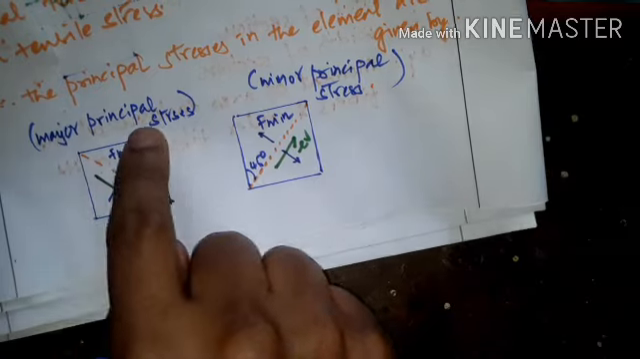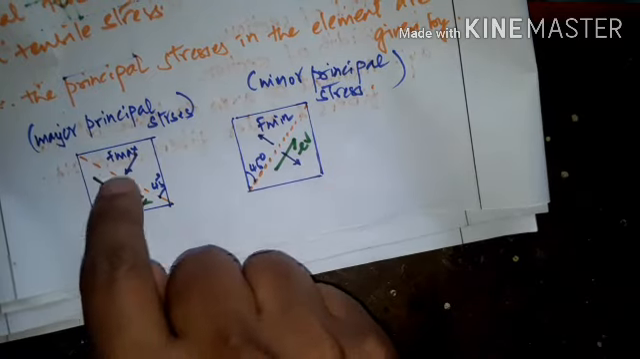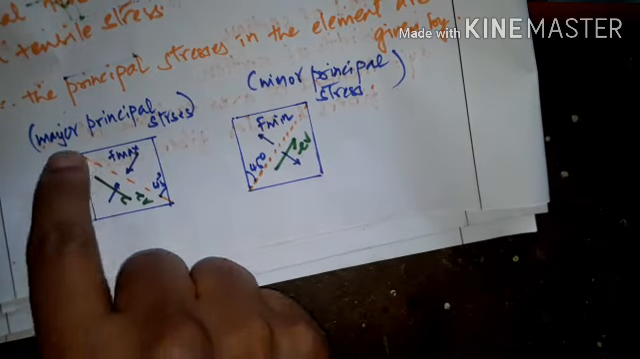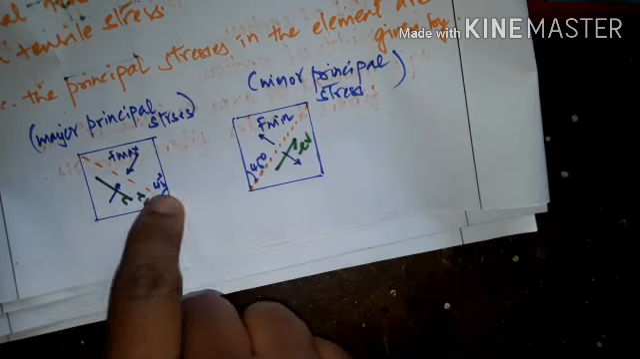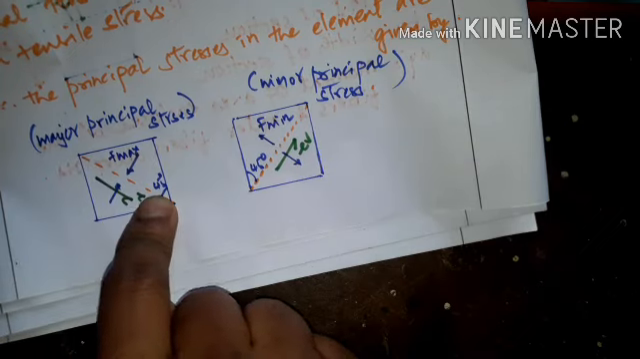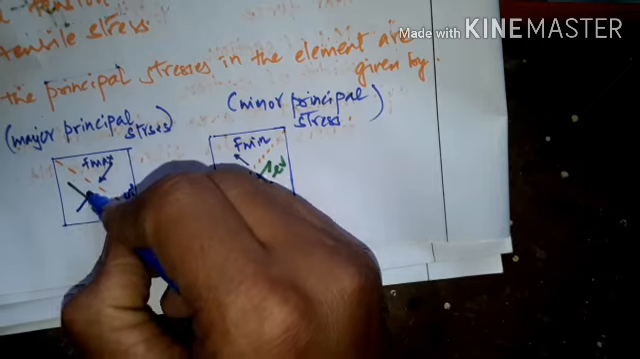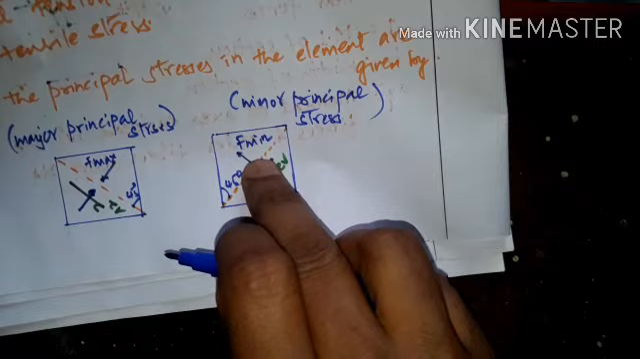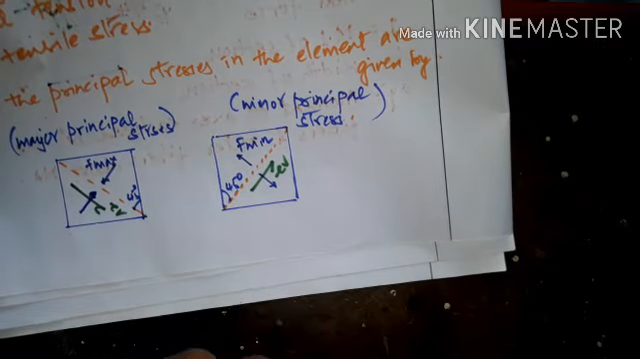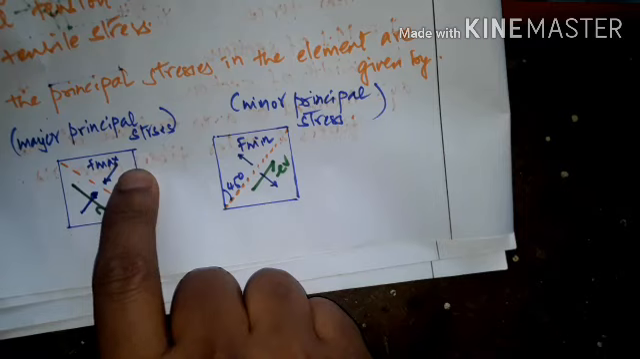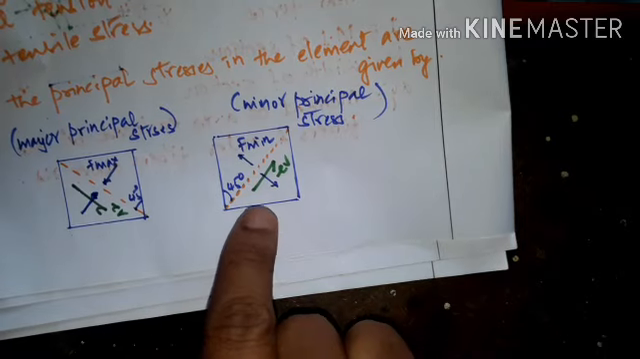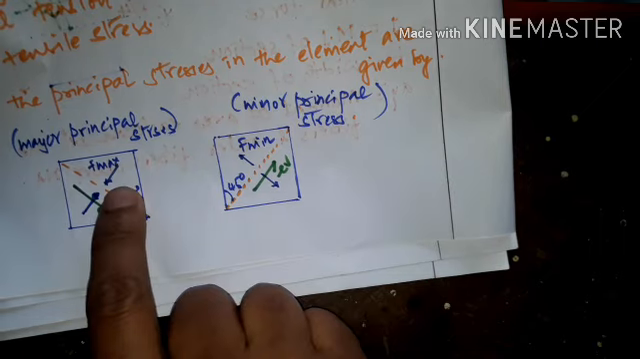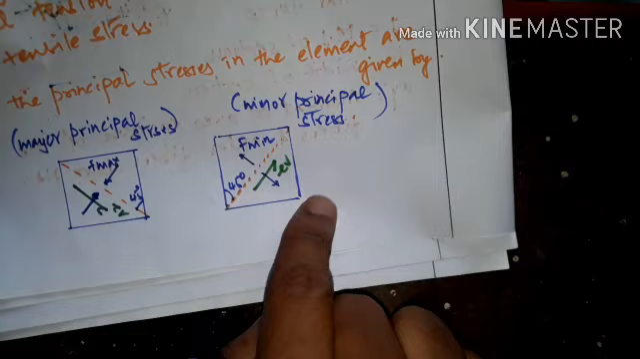For a given element, these are the principal stresses, F max and F minimum, transferred over the diagonal plane at an angle of 45 degrees. We can see the direction of force F max is towards the diagonal plane and F minimum is away from the diagonal plane. So F maximum is compressive and F minimum is tensile. That's why it is given.